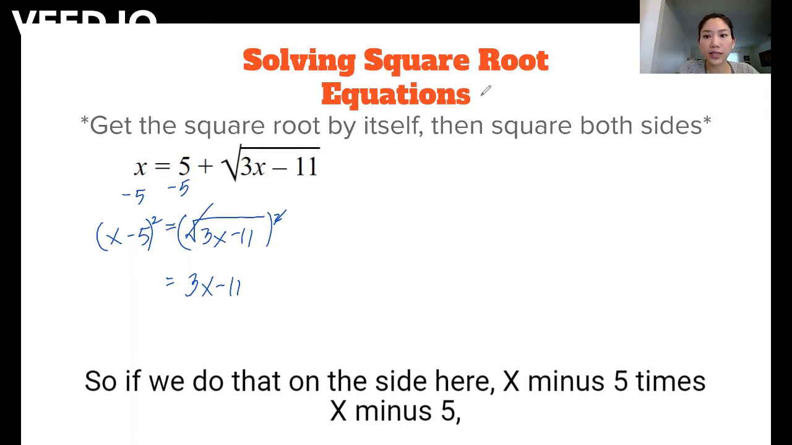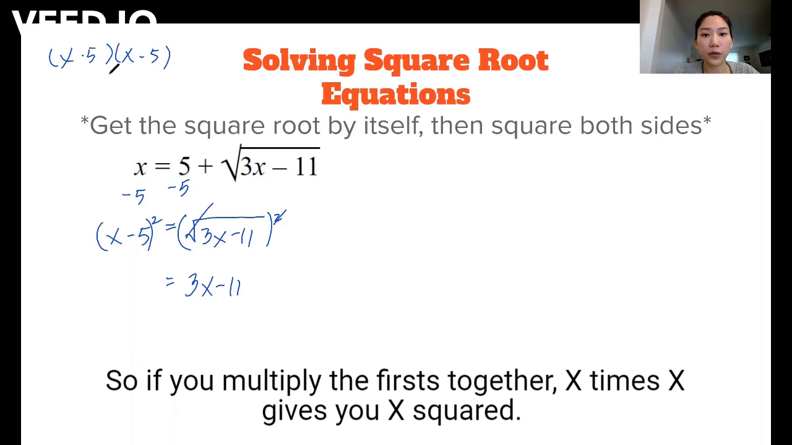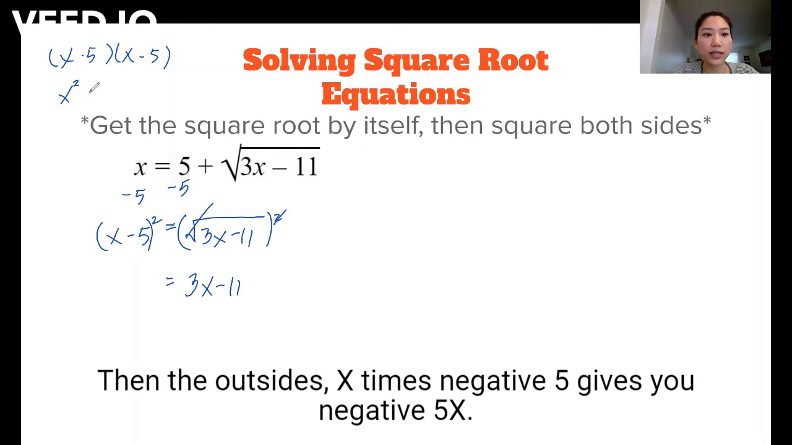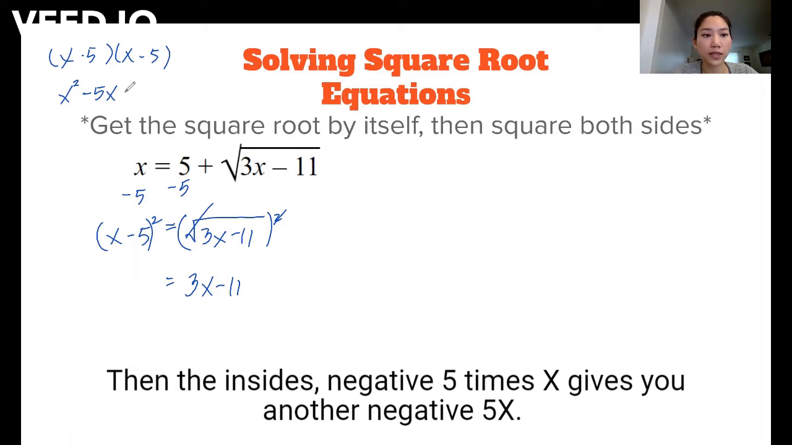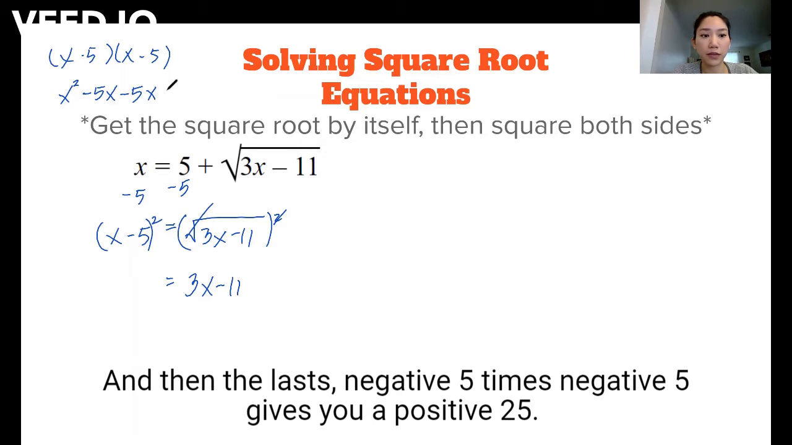So if we do that on the side here, x minus 5 times x minus 5, we would have to FOIL. If you multiply the first together, x times x gives you x squared. Then the outsides, x times negative 5 gives you negative 5x. Then the insides, negative 5 times x gives you another negative 5x. And then the last, negative 5 times negative 5 gives you a positive 25.